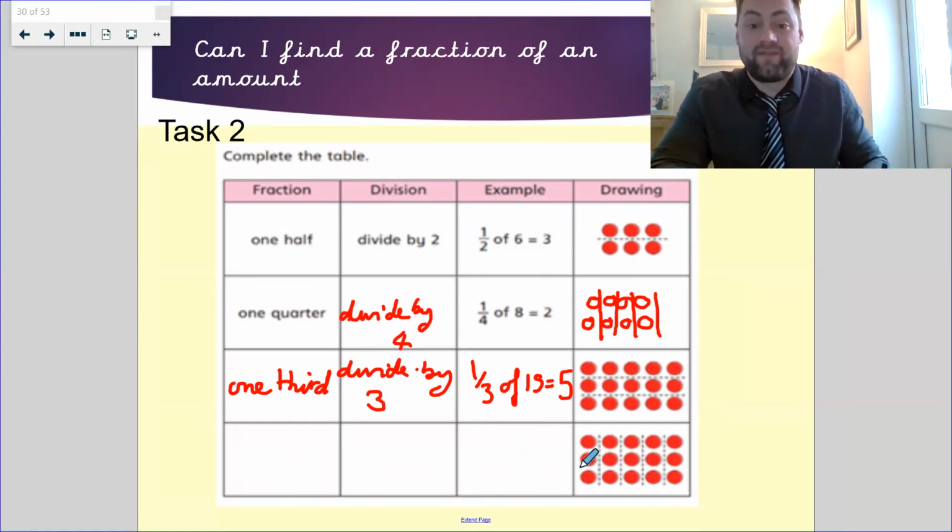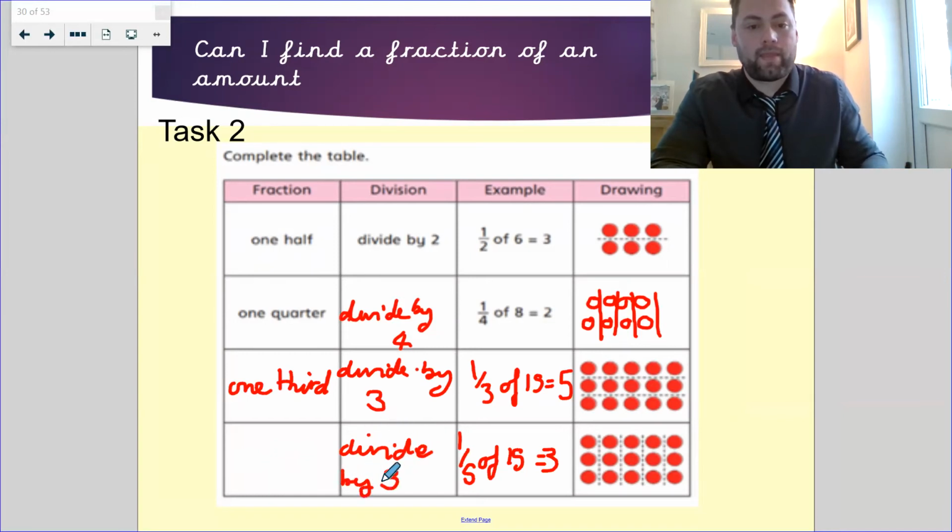And now let's go to the last one. Again, we've got 15 here, but now we've divided it into 5 groups. So therefore, we've found a fifth of 15. And how many are in each group? We've got 3. So we divided by 3. And our fraction here is 1/5.